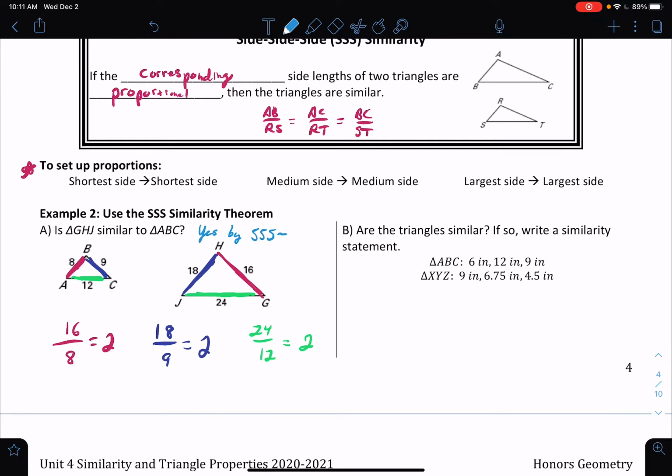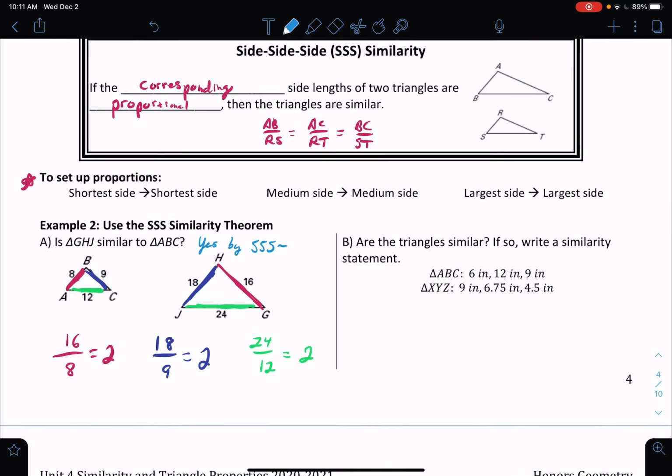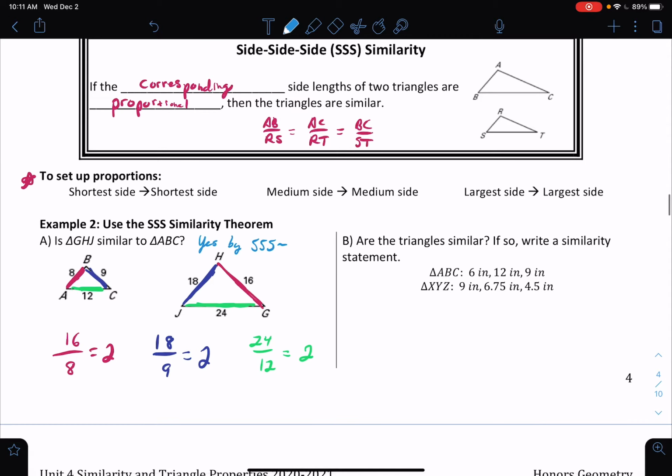What about in part B? Are these triangles similar? If so, write a similarity statement. Okay, so in this one, match up small to small, medium to medium, large to large. So small is going to be 6 inches over 4.5 inches. I'm just going to use my calculator, and I'm going to see what these simplify to give me.